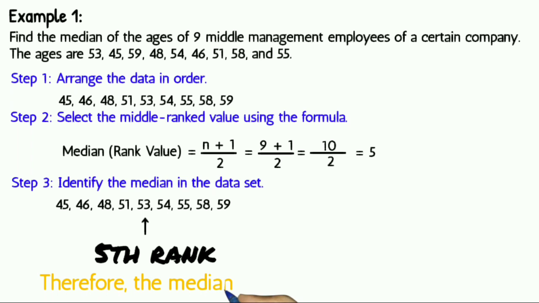Therefore, the median age is 53 years. Since 53 is the 5th value in our data set. Take note, you must first arrange the data set in order. Take note that the order should be in ascending order. After that, just use the formula n plus 1 over 2. That is 9 plus 1 over 2 or 10 over 2. 10 divided by 2 is equal to 5. Now, find the fifth value in our data set or data array. Our fifth value is 53. That's why the median age is 53 years.